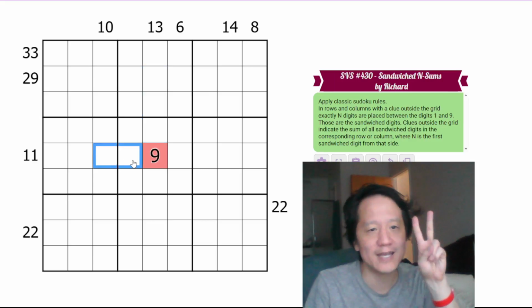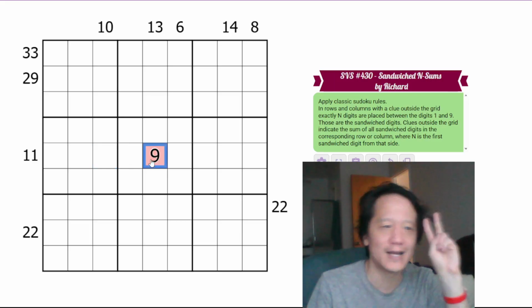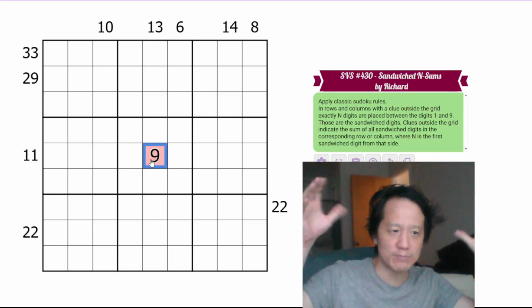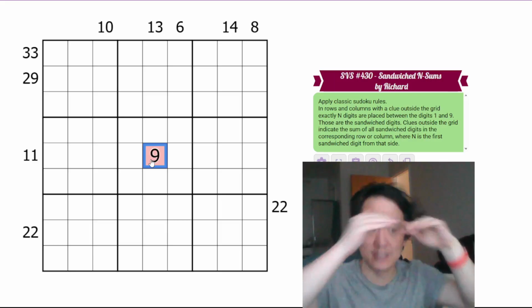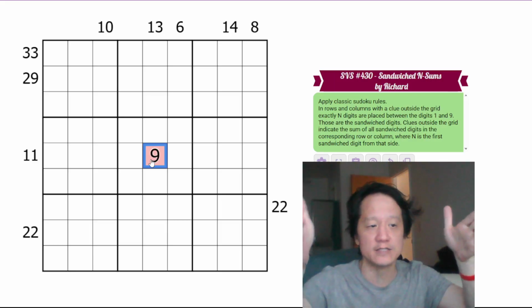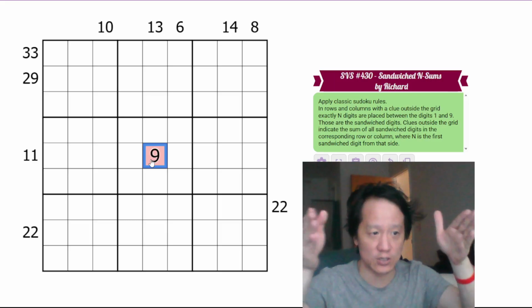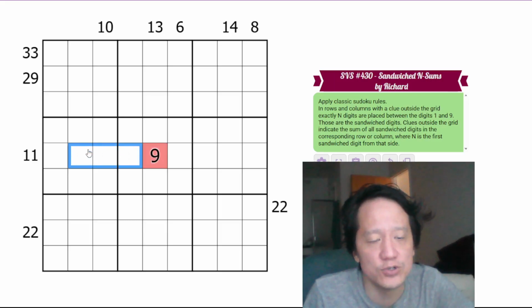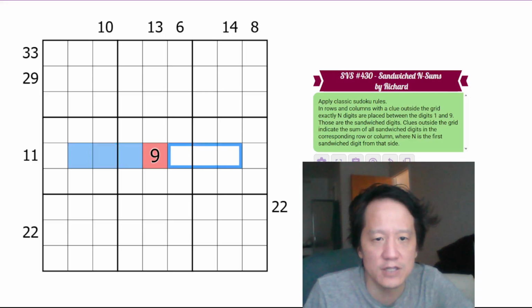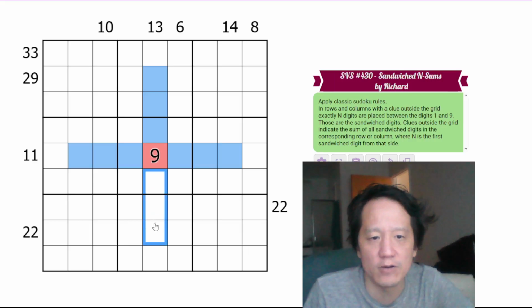So 2 and 9 add up to 11, but 9 can never be part of the digits that are sandwiched in because it's the crust, right? 1 and 9 is the crust. So you can't have 2 digits here. It has to be 3 digits. So this can never be crust, this can never be crust, and one of these is a 1. Same here. This can never be crust, and this can never be crust. So one of these digits is crust.